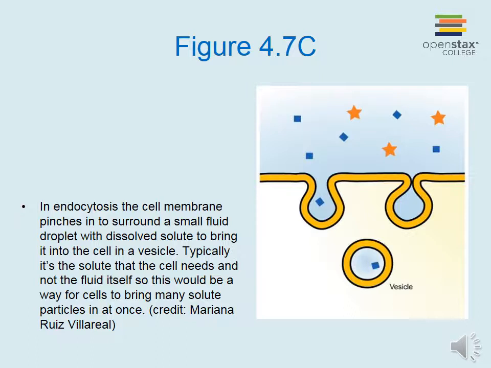In endocytosis, the cell membrane pinches in to surround a small fluid droplet with dissolved solute to bring it into the cell in a vesicle. Typically, it's the solute that the cell needs and not the fluid itself, so this would be a way for cells to bring many solute particles in at once.